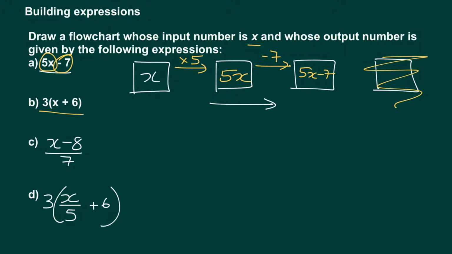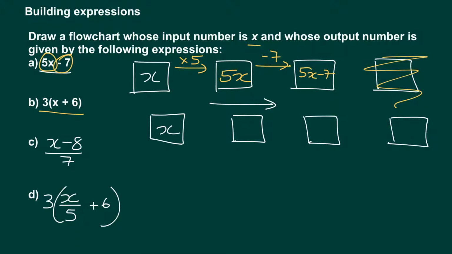Okay, so let's work it out for 3 bracket x plus 6. So let's draw the flowchart first. We know that the input number is going to be x. There's going to be another box, maybe another one, and maybe another one. So again, let's just draw out a number of boxes, and then we can take away and add as we need it. So since there is a bracket here, guys, as we know, brackets in BODMAS we need to do first. So that indicates that we need to do the bracket part first.